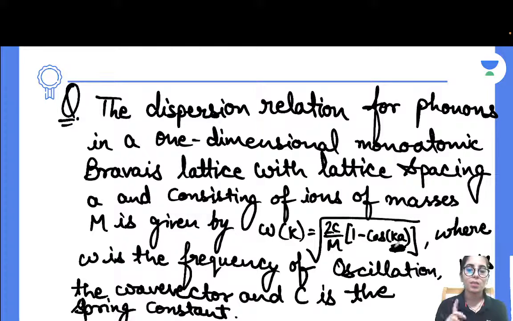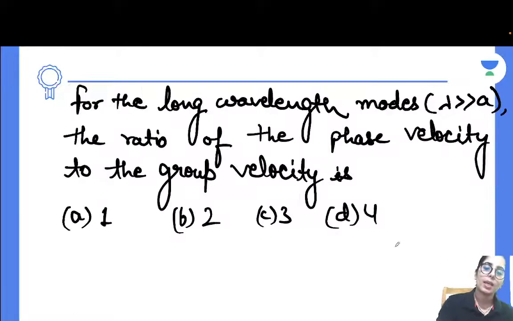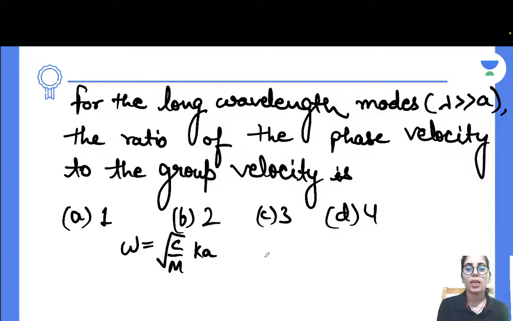For a small value of k, we can write cos ka, or cos theta for a small theta, as 1 minus theta square over 2. So that will be k square a square over 2 because the 1 will get cancelled out. Then the 2 and 2 will get cancelled out. You will just have root c over m times ka. This is what you will have right now. You can have a look at this and tell me if you get it or not.